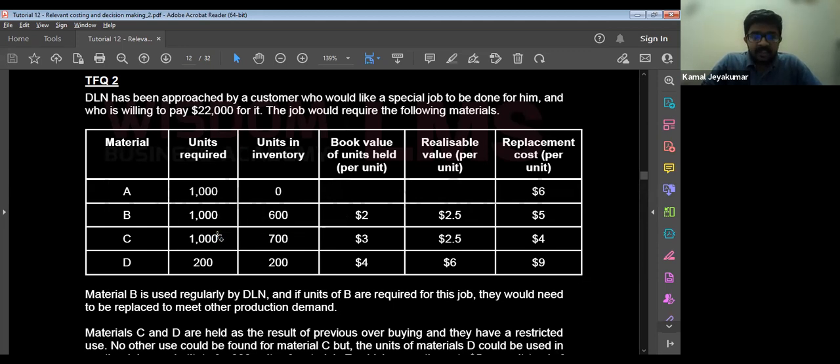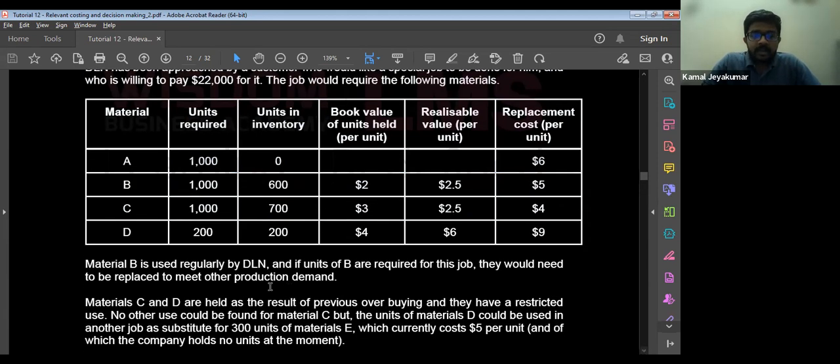Now looking at material C, again you need 1000 units, 700 units you have in your inventory. That means 300 you have to purchase from outside at $4, just like for material B. So 300 into 4 is a relevant cost, right? Then we have to check whether we need this 700 units for anything else, right? For that, they have given a point here. Material C and D are held as the result of previous overbuying, and they have a restricted use. That means your company does not need it on a regular basis. You don't have to replace it, right? For B, they said it's a regularly used material. So if you use it for this, then you have to replace it. But for C and D, that's not the case.